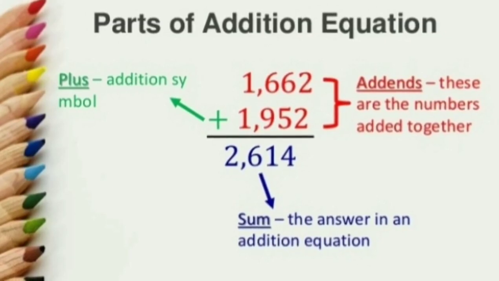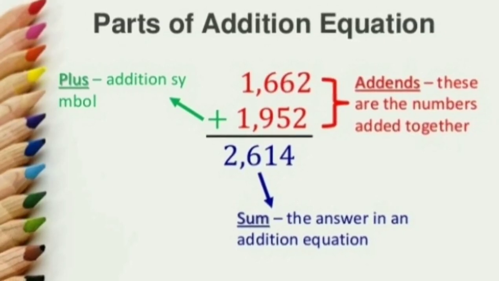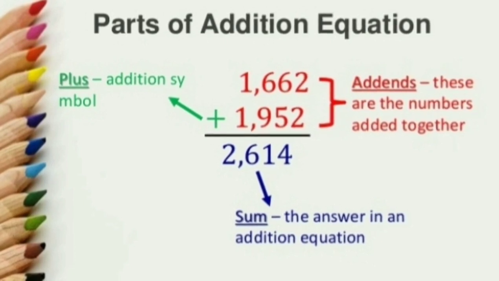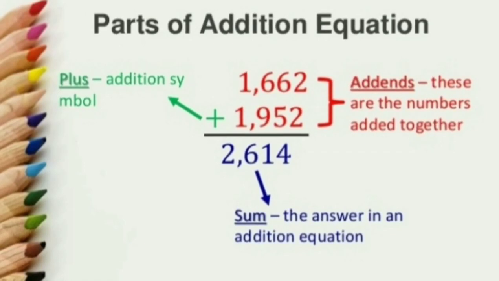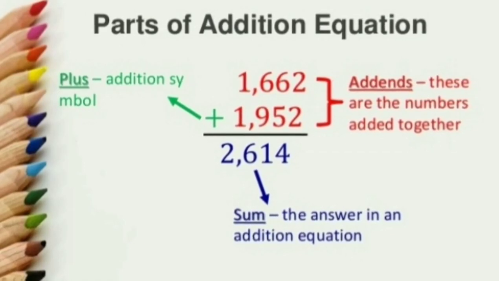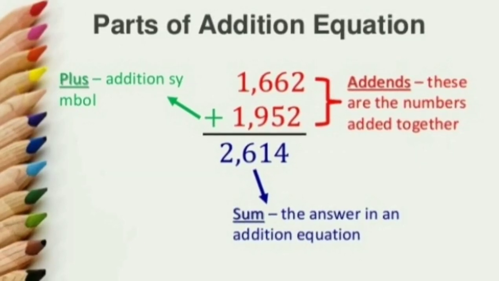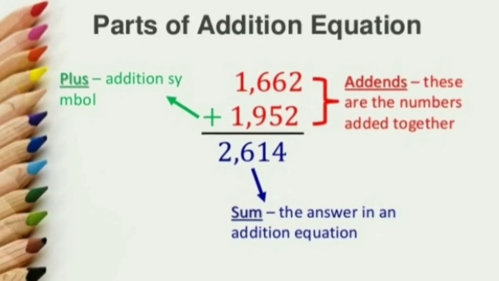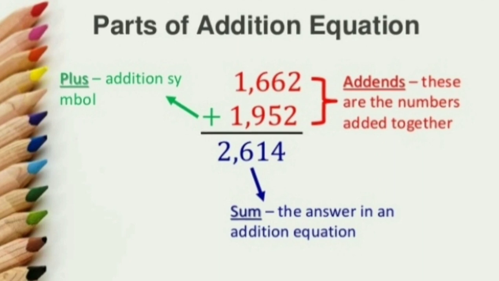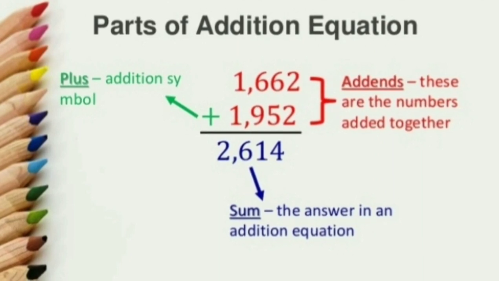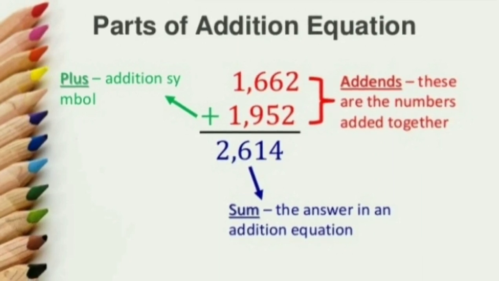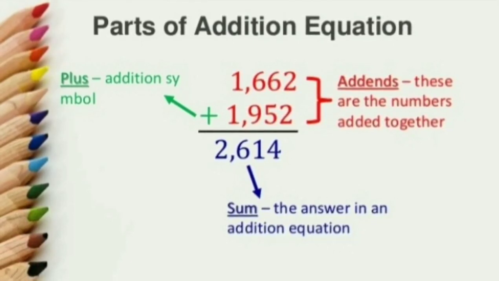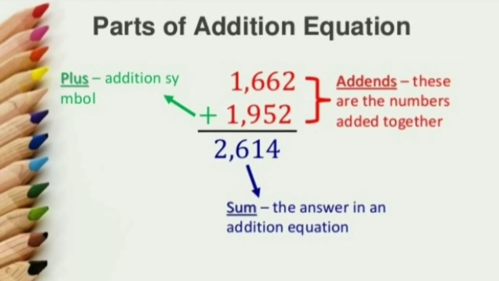The first part is known as addend. What is addend? The number to be added in an addition sum is called an addend. Here 1662 and 1952 are the addends. After the addends, there comes the sum. What is sum? The answer in the addition equation is known as sum. And the green color symbol here is known as the addition symbol, or we call it the plus sign.